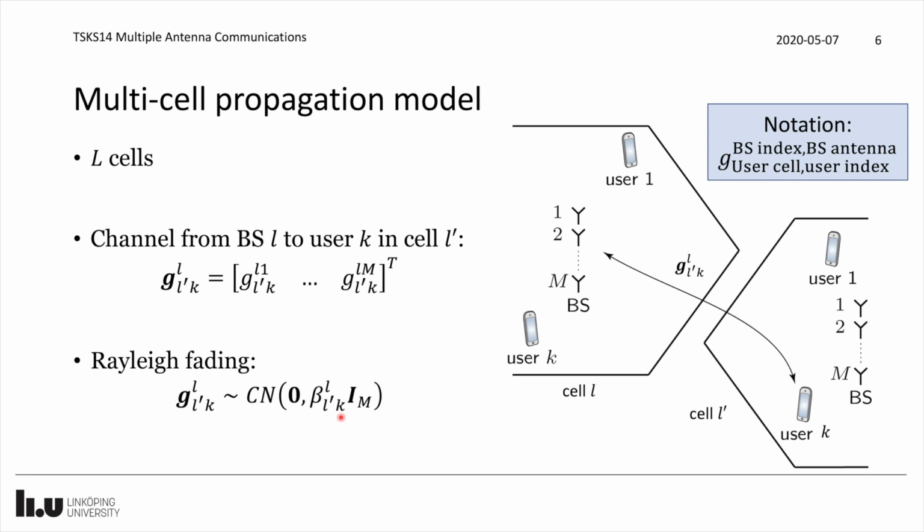This also says that we don't have any base station antenna index here, because we have the same variance for all of the different base station antennas to a particular user. But the beta parameter will generally be different between every user and every base station. If you compare this with the notation we used in the previous lectures, when we considered just one cell in the network, the base station and the user were in the same cell. We didn't have any particular index for those cells, so we could just remove the L and L prime. We get beta K and g K. That was the same notation that we used before, where we could omit the base station and user cell indices. But apart from that, it's the same structure.